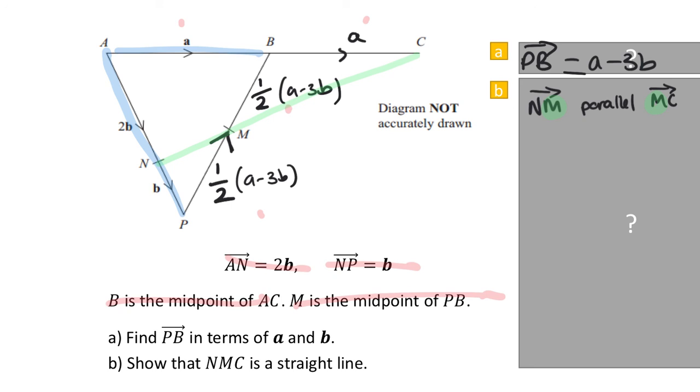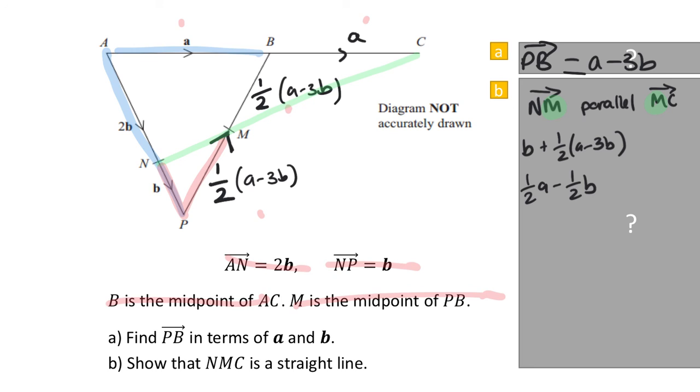So, first of all, we've got to find NM. Personally, I'm going to go this way. N to M, I'm just going to do NP plus PM, which is B plus a half A minus 3B. So I'm going to get minus 3 over 2. I'm going to get half A minus a half B. That's what I get for NM.